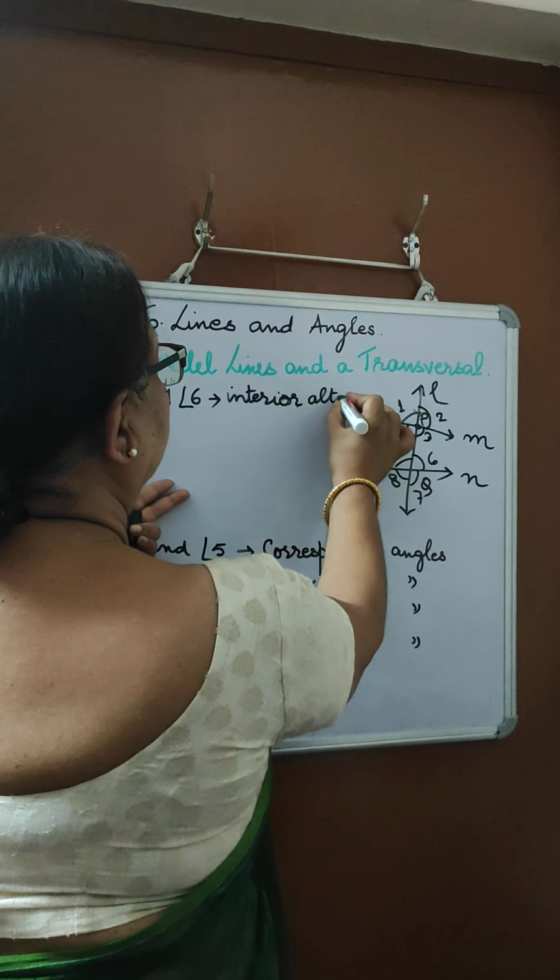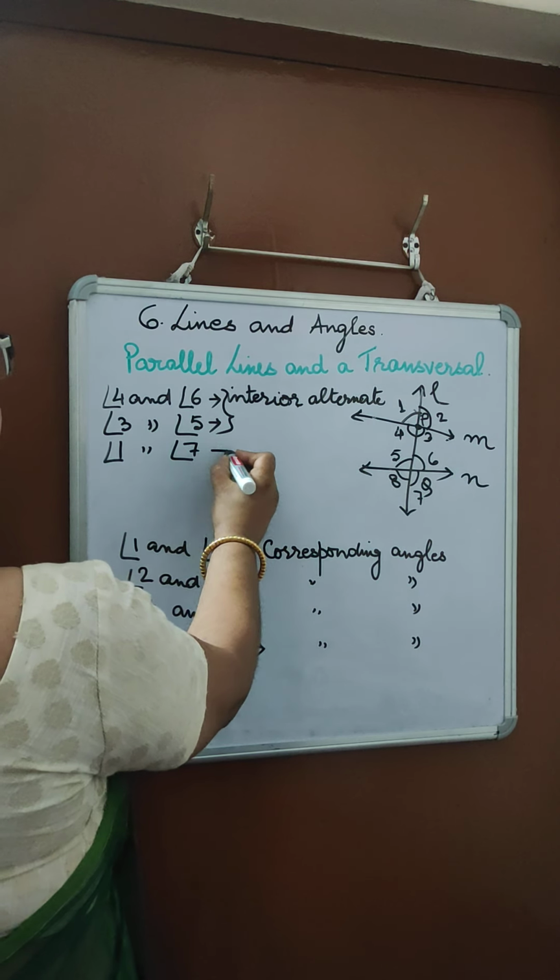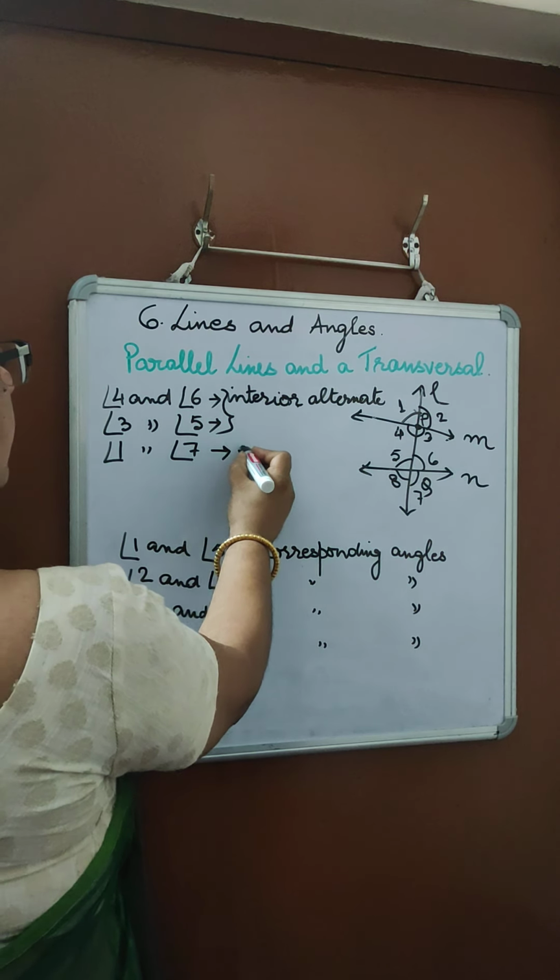Both this pair, they are interior alternate angles. So they are interior. Can we have exterior alternate angles? Yes. If we consider now angle 1 and angle 7, both are exterior angles, and again both are on different sides of the transversal. So angle 1 and angle 7, they form exterior alternate angles. Any other pair of exterior alternate angles? Yes. Which one? 2 and 8. Both of them are exterior alternate angles.